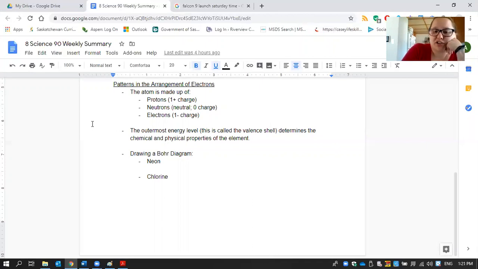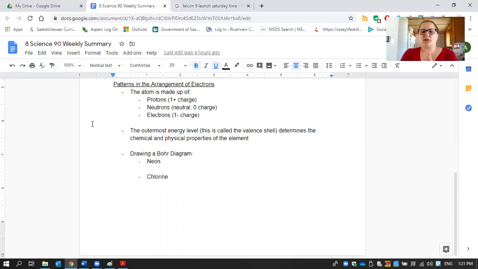So the outermost energy level, when we're talking about Bohr diagrams, we also call this the valence shell. If you guys are doing some research, valence shell might pop up there maybe randomly. Anyway, your outermost energy level determines the chemical and physical properties of that element. You guys will look at that a little bit in your chemistry grade 10, 11, 12, but it's a really important concept when we're talking about Bohr diagrams.